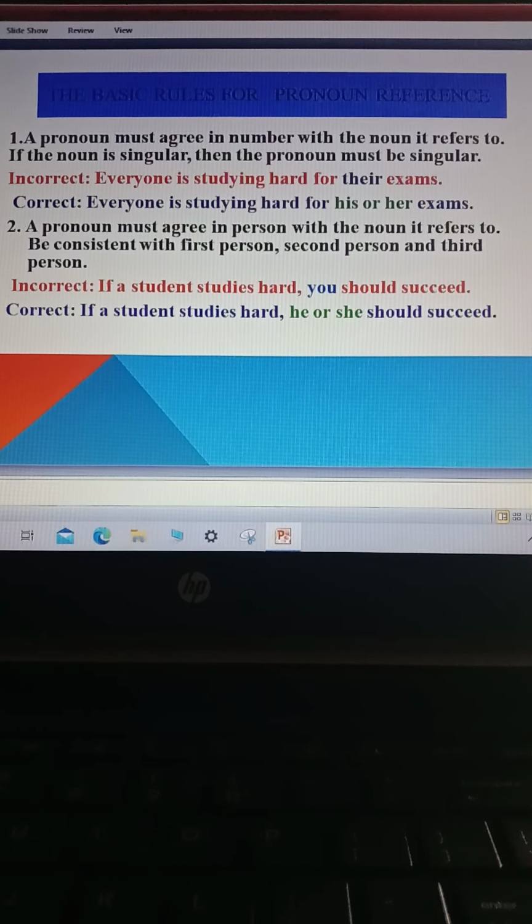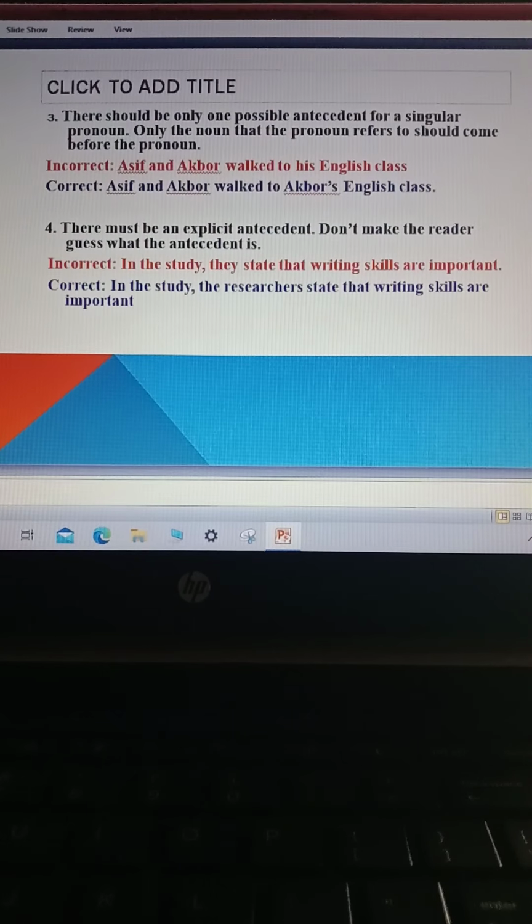Now we come to our third rule. There should be only one possible antecedent for a singular pronoun. Only the noun that the pronoun refers to should come before the pronoun. Here you see an incorrect example: Asif and Akbar walked to his class. Whose class? Asif or Akbar? You should identify it clearly, that is the pronoun.